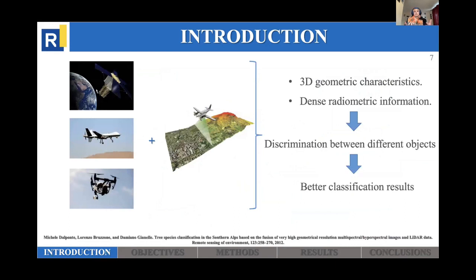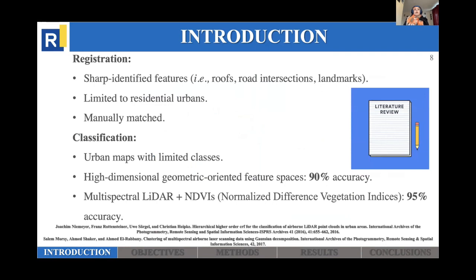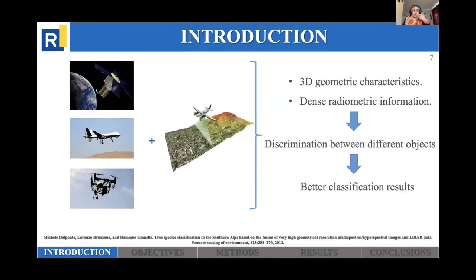So the integration of 2D images and 3D LiDAR point clouds gathers the two components: the 3D geometric characteristics of LiDAR point clouds, and in addition the dense radiometric information from the 2D images. Both together are believed to provide better discrimination between different ground objects and consequently better classification or urban mapping results.